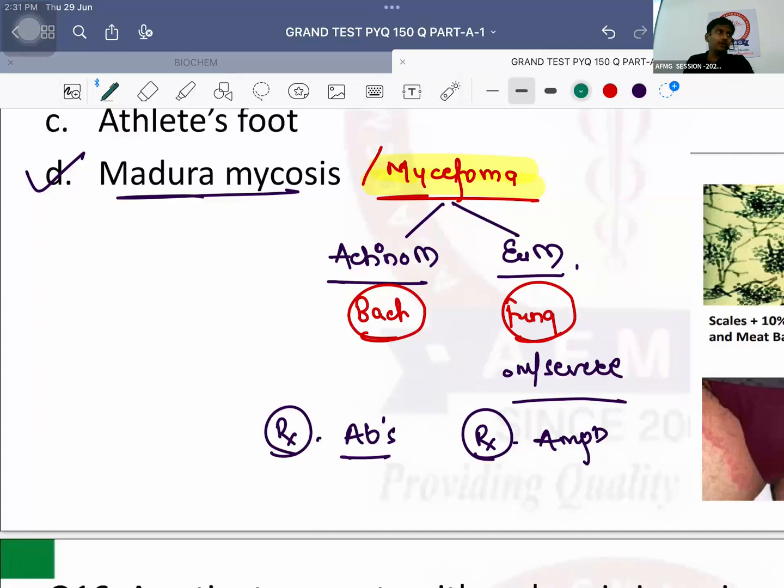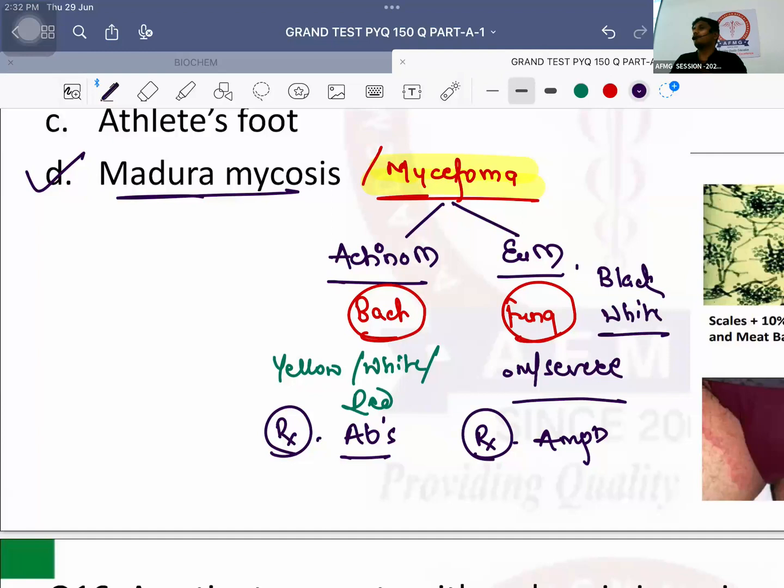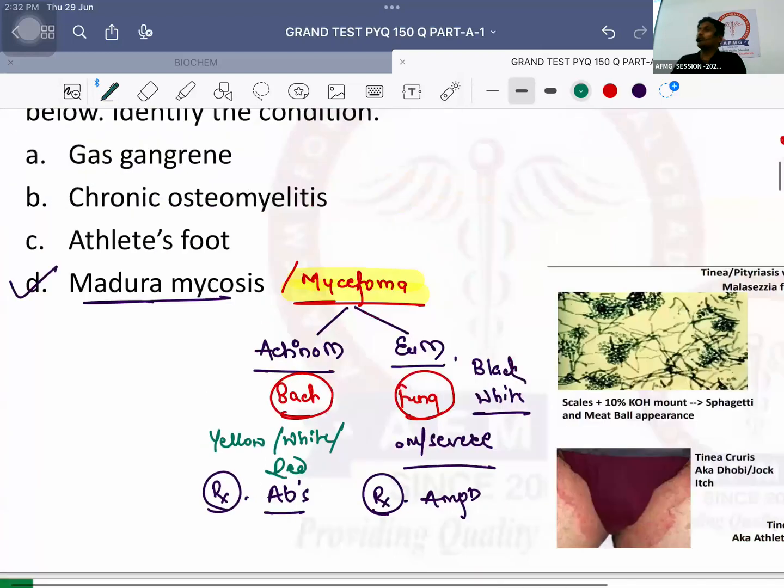The color of the granules is important because in the image in the question it will help you pick it up. In actinomycetoma, which color granules are usually seen? Yellow, white or red color granules, right? Actinomadura pelletieri has red color granules. So yellow, white and red. But in fungal, black and white. So black and white color granules are seen in eumycetoma. No issues with this, anybody? That's the important thing.